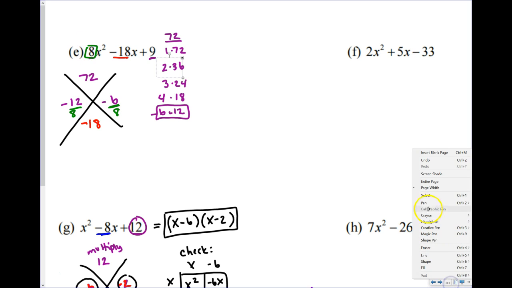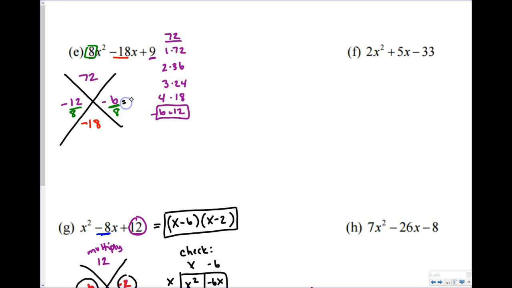Okay, these fractions can be reduced. If I put them in my calculator, this first fraction is going to reduce to negative 3/4. So that's my first factor. And this reduces to negative 3/2.